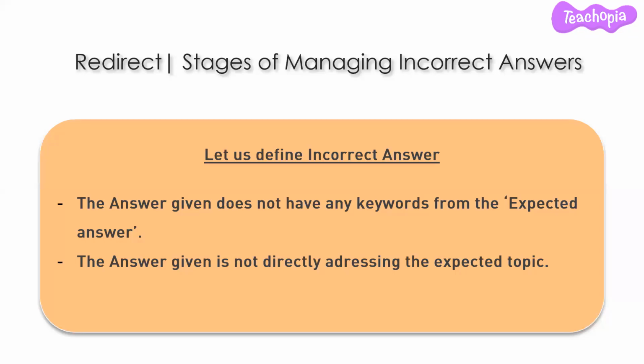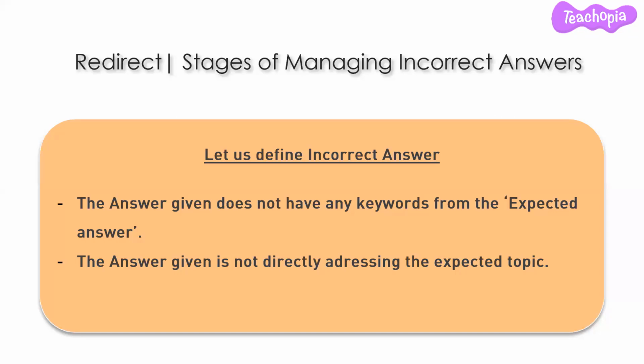So the answers that are coming our way can either be contextually wrong or it can be language based and so on. So how do we define an incorrect answer? We've all seen that when we frame a question, we have expected answers in our mind as teachers.